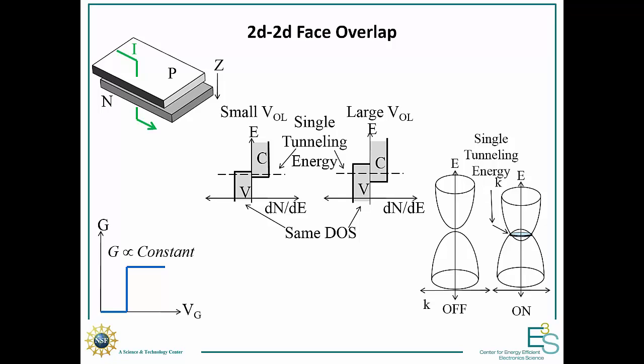Alright, so now that we know that our current is flowing at this energy, we just need to ask how many states exist at that energy. So we look at our 2D density of states. What's interesting is that the 2D density of states is a constant with energy. So it doesn't matter if we have a small amount of overlap or a large amount of overlap. The density of states at the tunneling energy will be the same. So our conductance is going to be approximately constant. We're going to have an abrupt turn-on, and then it's going to stay constant. And this is exactly what we want: a turn-on that looks like a step function.